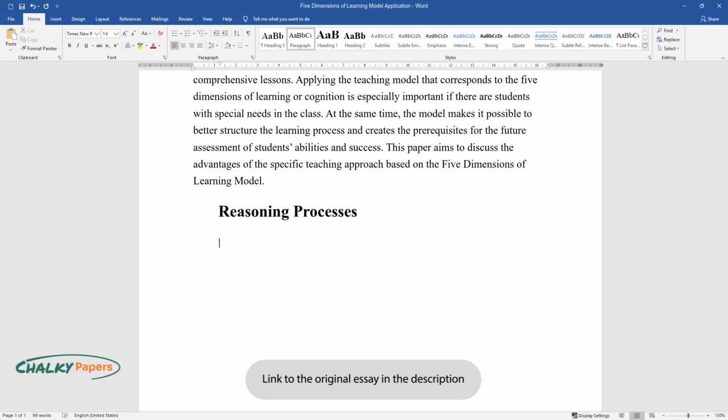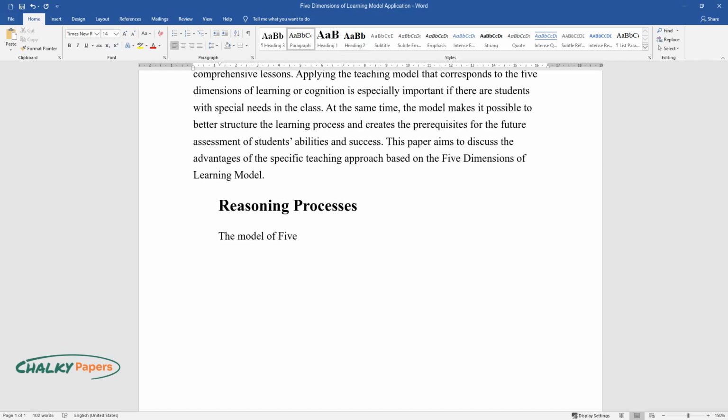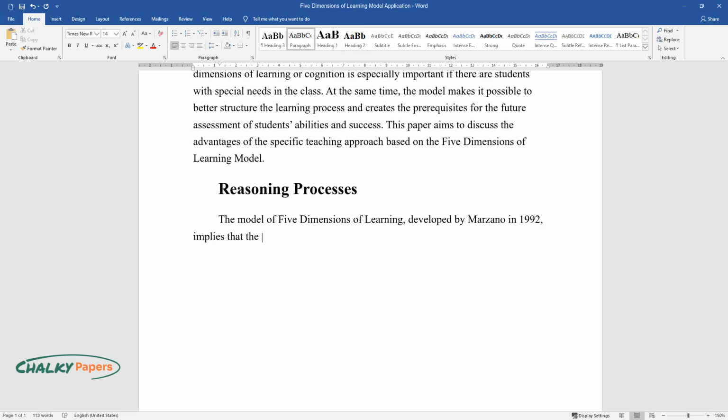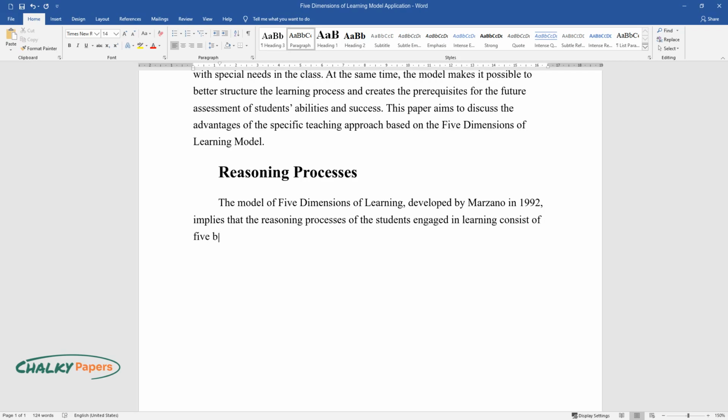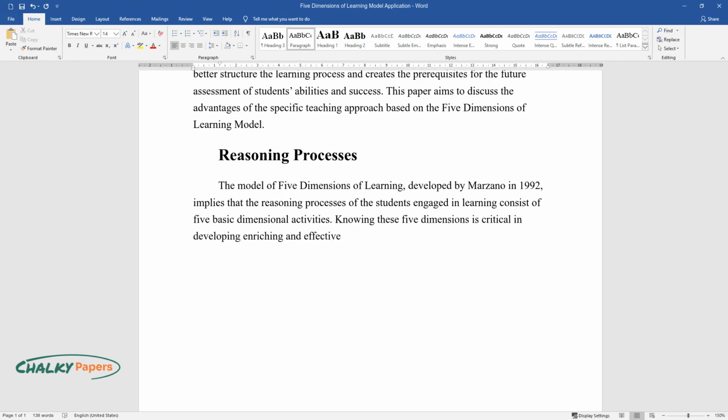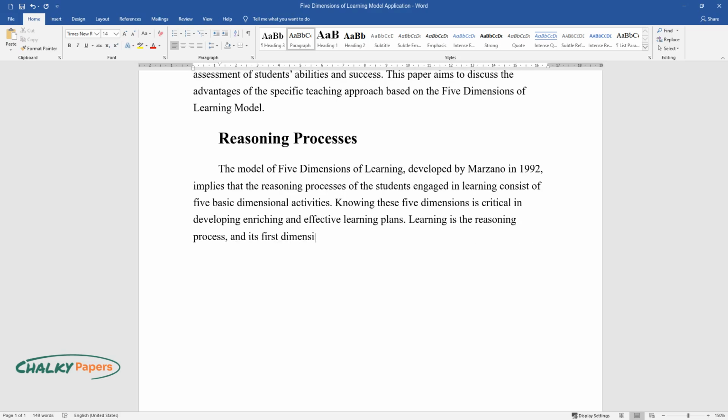Reasoning processes. The model of 5 dimensions of learning, developed by Marzano in 1992, implies that the reasoning processes of the students engaged in learning consist of 5 basic dimensional activities. Knowing these 5 dimensions is critical in developing enriching and effective learning plans. Learning is the reasoning process, and its first dimension is attitudes and perceptions.